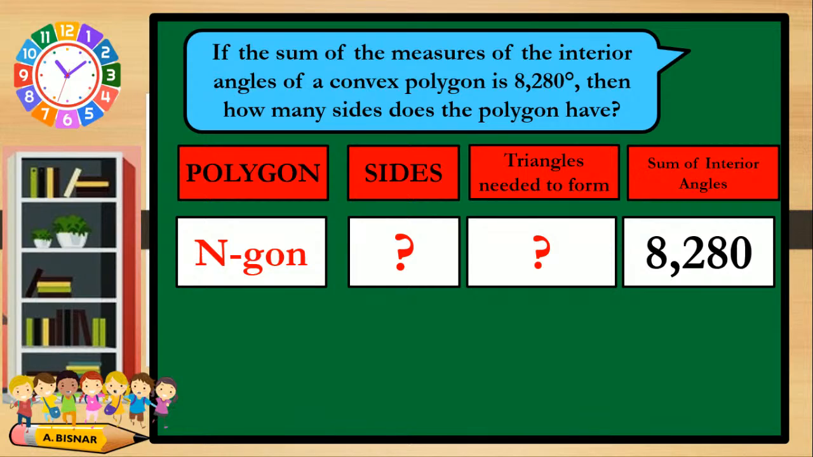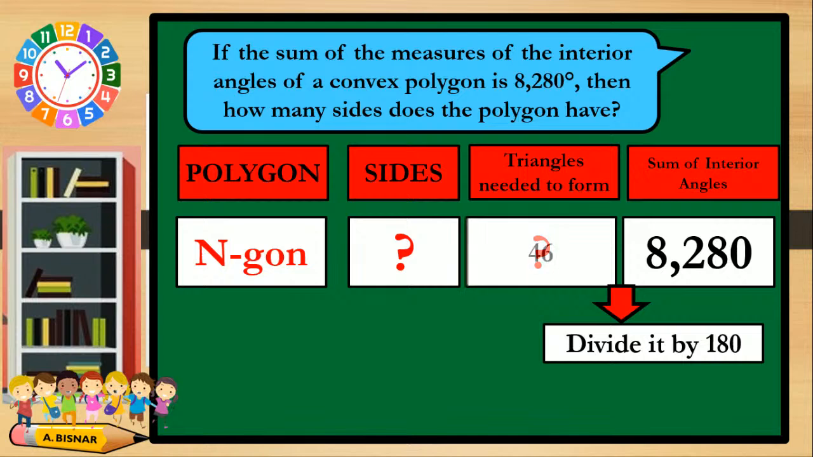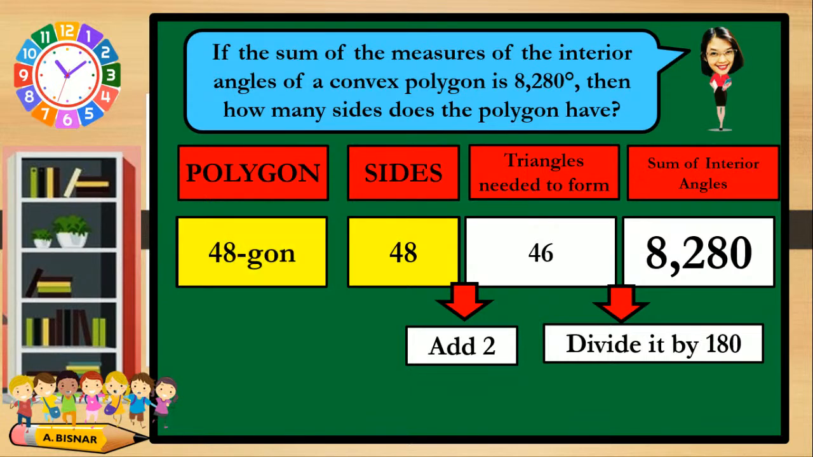Okay? Let's check. So, meron nang nakasagot. Again, your answer must be from left to right. Dalawa pa lang yung may sagot. Sino kaya ang tama? So, the answer is, when you divide 8,280 by 180, you'll have 46. Yun yung triangle na kailangan. And then, the number of sides will be 48 because you will add 2. That's why it is a 48gon. So, the answer is 48. Okay? So, ayun. Huwag po mababaligtad. Pag dinivide mo siya, yun pa lang yung triangle.